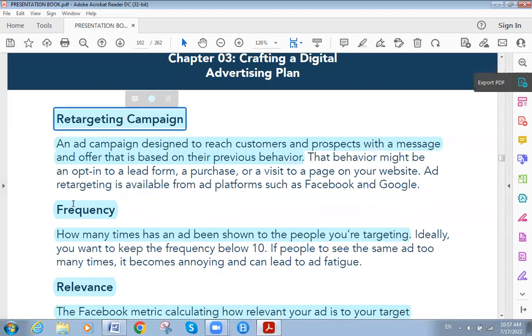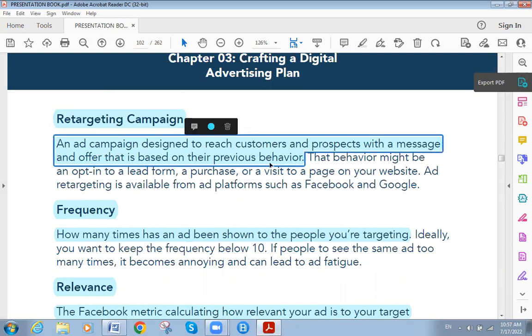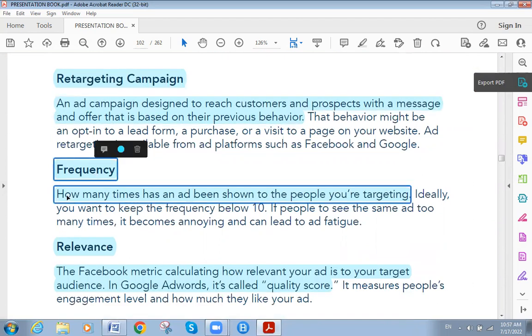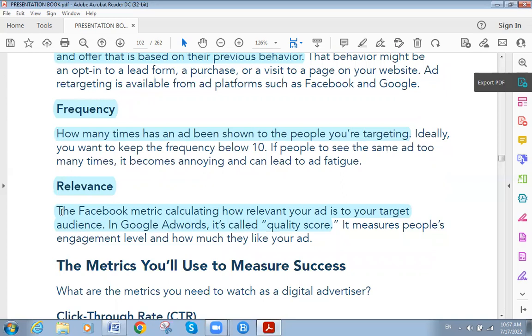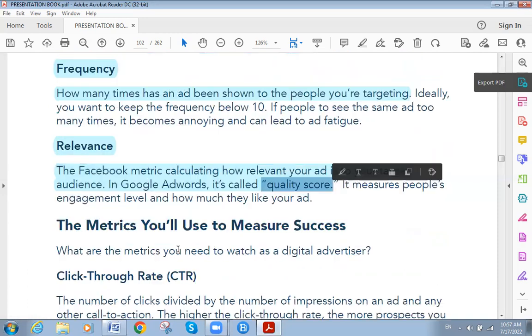Retargeting campaign: an ad campaign designed to reach out to customers and prospects with a message and offer that is based on previous behavior. The frequency: how many times has an ad been shown to people? Relevance: the Facebook metric, including how relevant your ad is to the target audience. Is it okay to the audience or not? It is called quality score. We call it quality score.